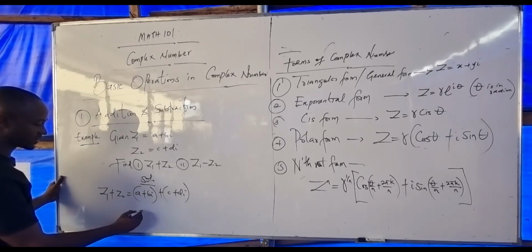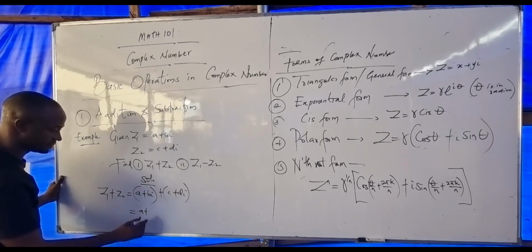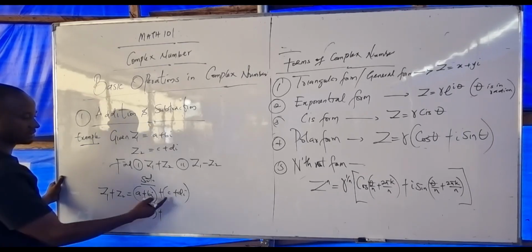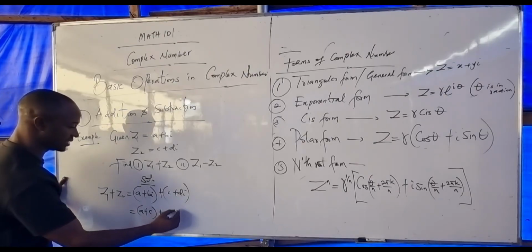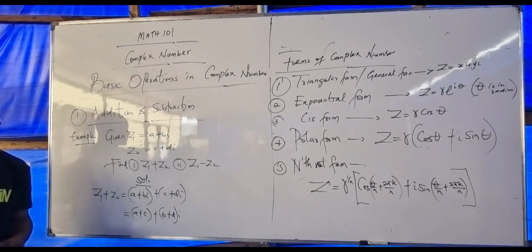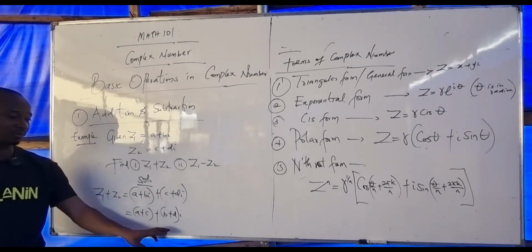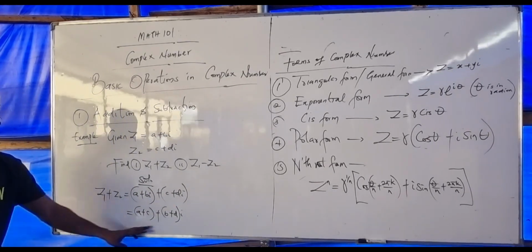So let's add up. A plus c gives us what? A plus c, right? Plus, what do you have there? bi plus di. It's like saying b plus d all multiplied by i. Do you agree with me? Because both of them have i, when you add up, you can bring the i out. So this is the answer to this.